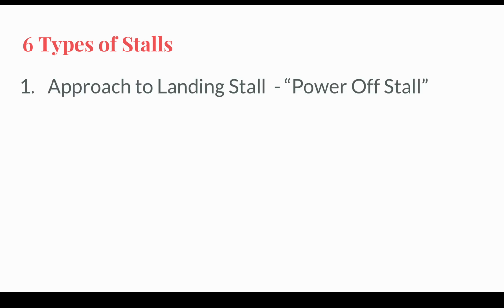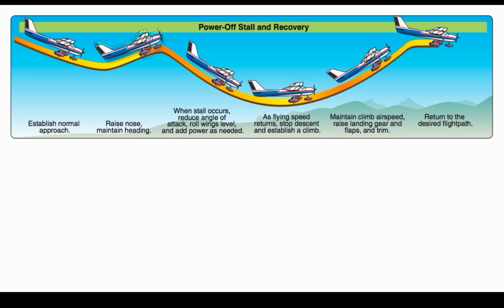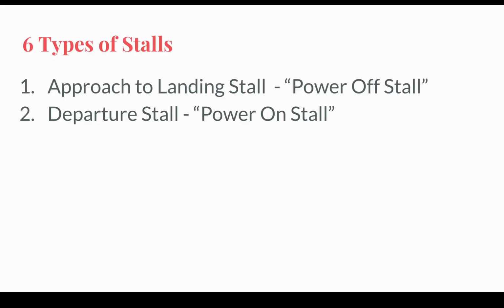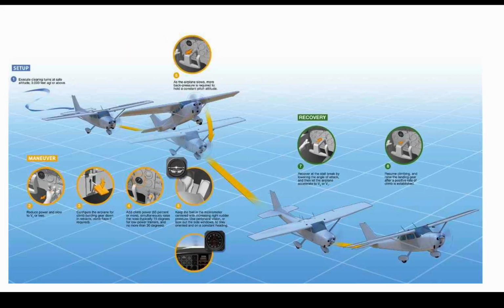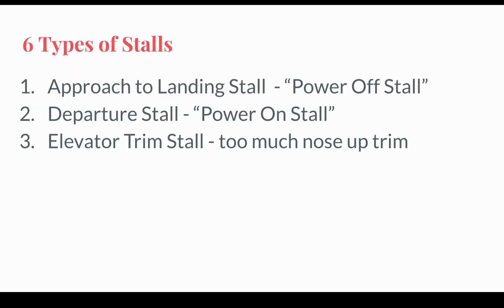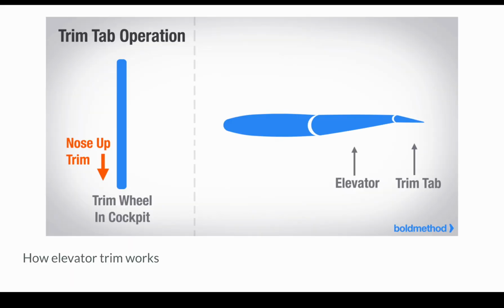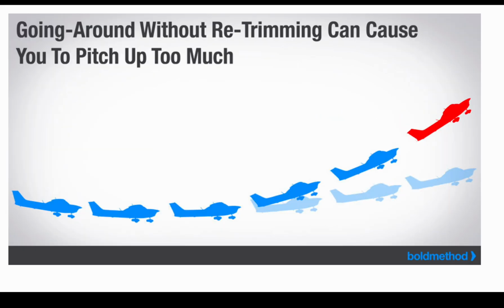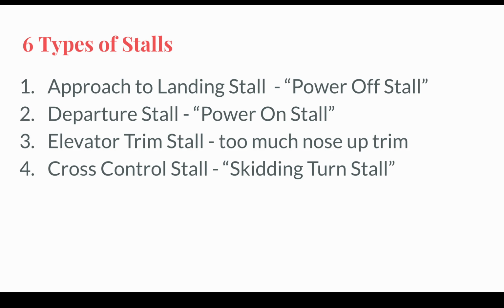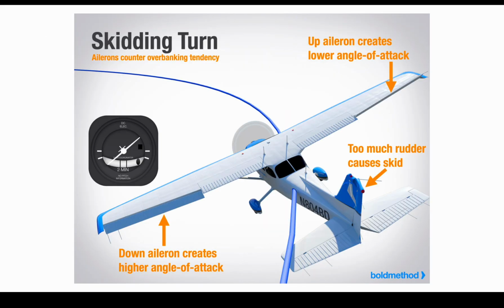6 types of stalls. Number 1, an approach to landing stall or a power off stall. We'll talk about that in class. Departure stall or power on stall. We'll talk about that maneuver in class. Elevator trim stall. Too much nose up trim. Cross control stall or a skidding turn stall. We'll talk about that one a little bit as well.